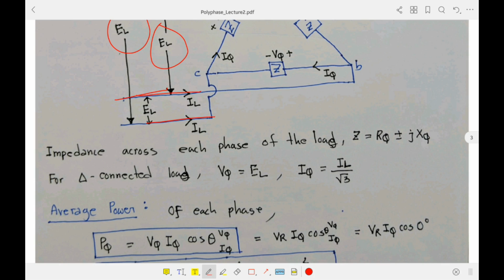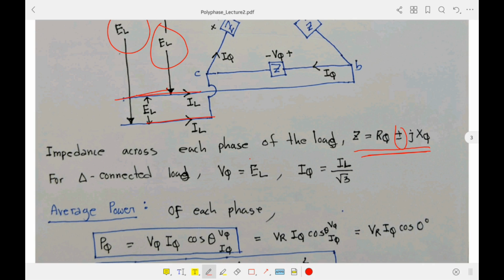Now similar to our previous cases, we can consider the impedance as R phi plus minus jX phi. So plus minus means it will depend on the component, whether it is an inductance or a capacitance. For inductance it is plus, and for capacitance it is minus, and this is a general expression, that means we have written it just plus minus.